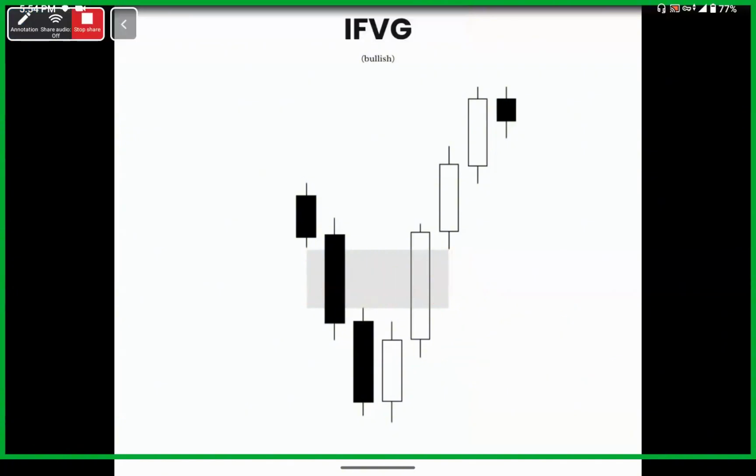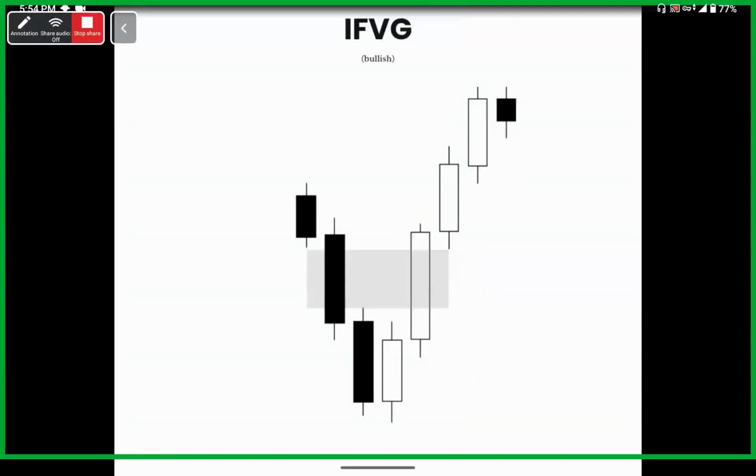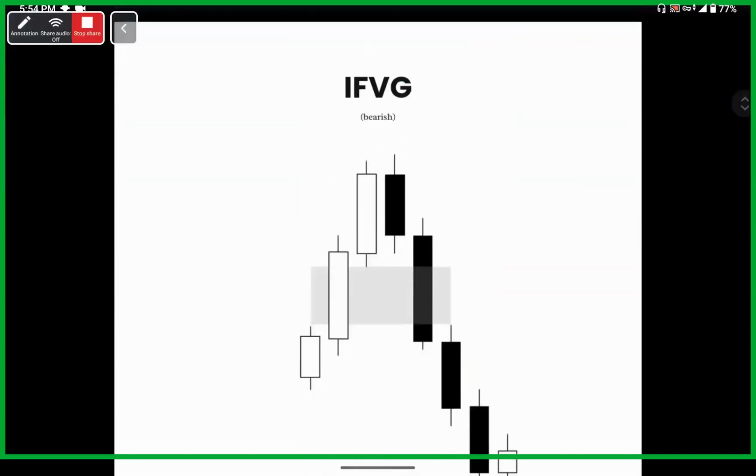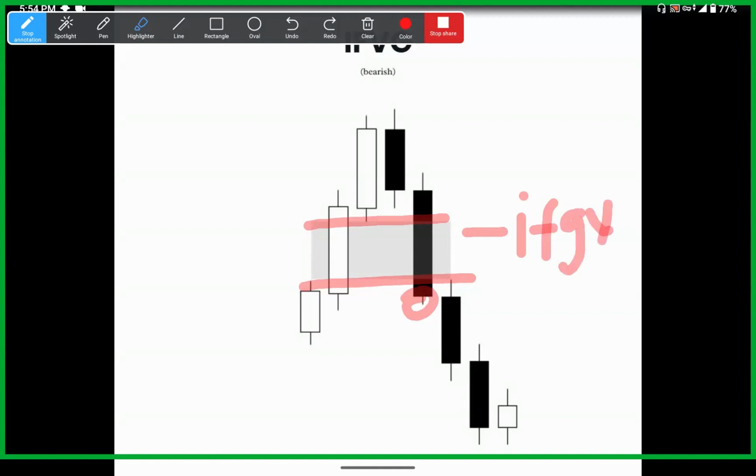Yeah. So a bullish inversion is a bearish fair value gap that has failed. Price has closed above, so it becomes a bullish inversion fair value gap, and vice versa: the bearish is a bullish fair value gap that has failed. Price has closed below, so this one becomes a bearish inversion fair value gap.